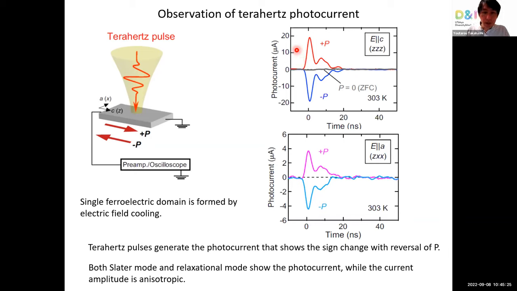And this photocurrent shows a sign change with the sign reversal of the spontaneous polarization. This is consistent with the symmetry of the nonlinear optical conductivities. Okay? And we observed a photocurrent in different light polarizations, parallel to the spontaneous polarization and perpendicular to it, but the magnitude is different. So this photocurrent response is highly anisotropic. This result is consistent with the anisotropic phonon response.